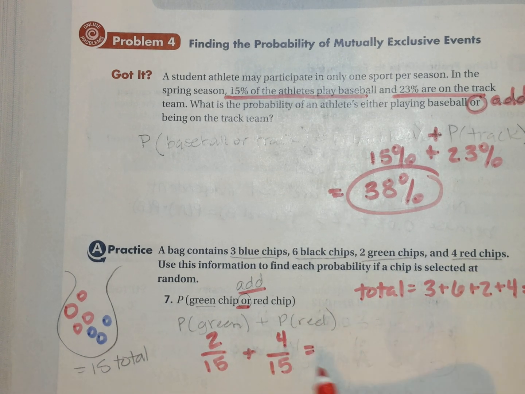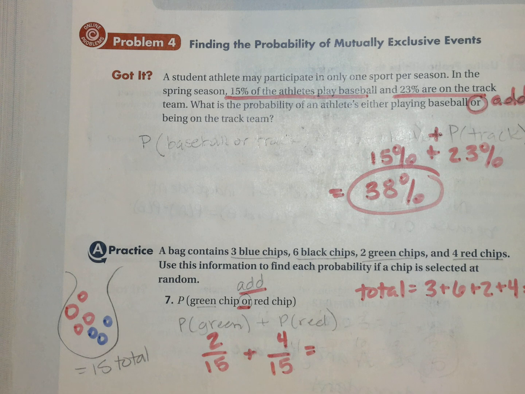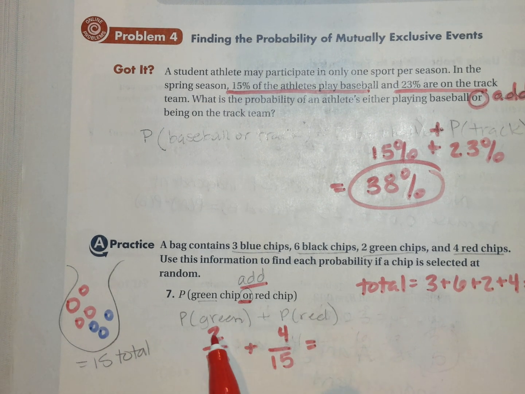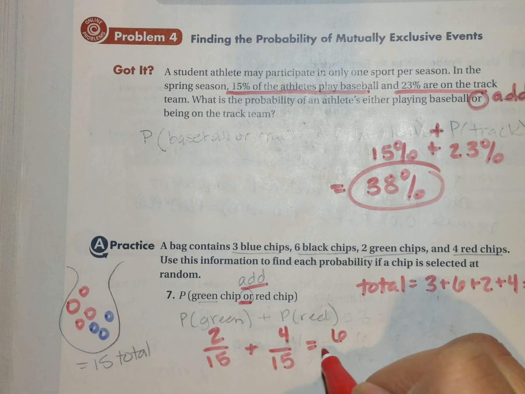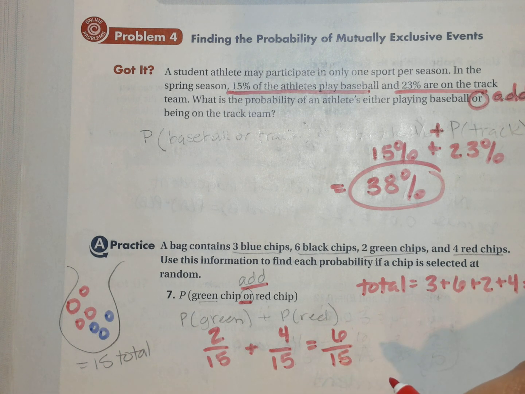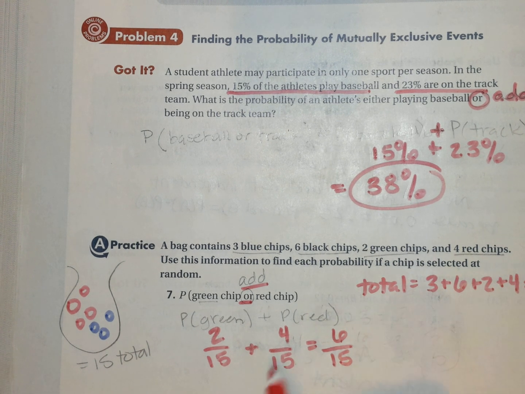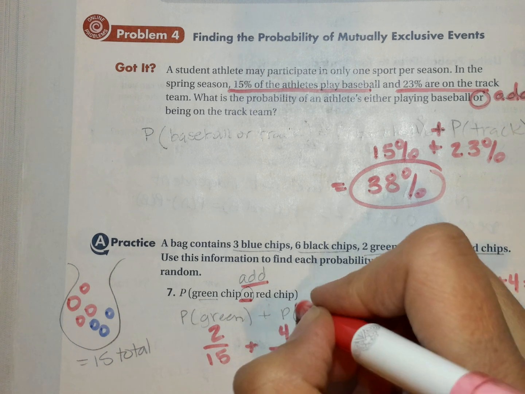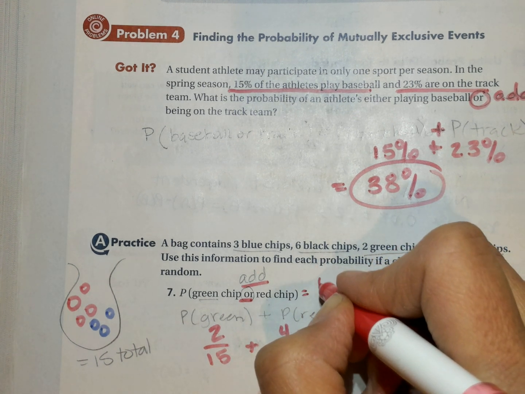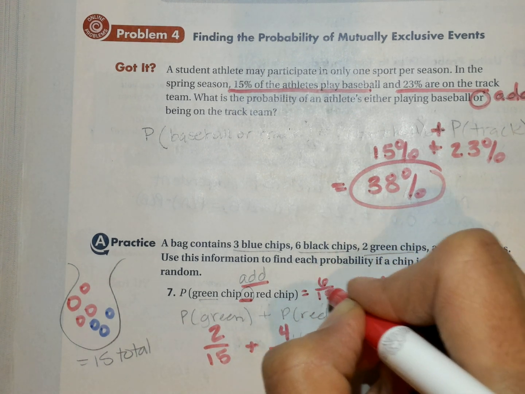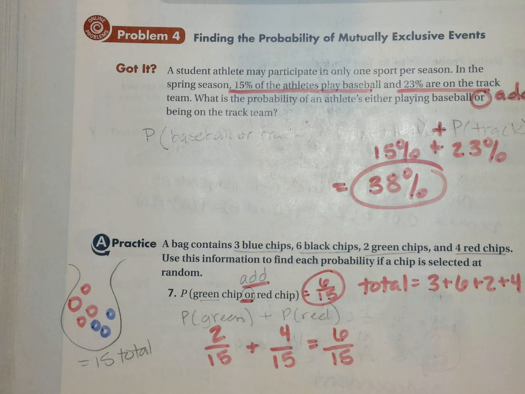Remember, when you add fractions, you need to have a common denominator. So luckily, we do have a common denominator. Just add the top numbers. 2 plus 4 is 6 out of 15. And you can also use a calculator, but you don't need to. Adding these is pretty easy. So I just want to make sure I have my answer. 6 out of 15. If you could reduce it, you would, but we can't.